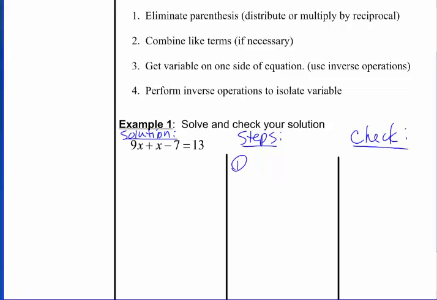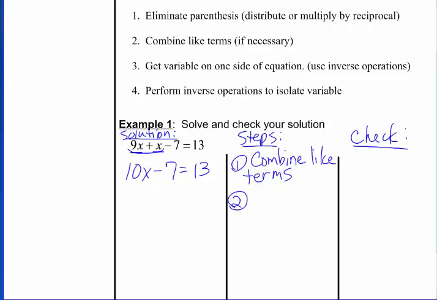So we would go to the next one, combine like terms. Are there any terms that we can combine? If you look at the left-hand side, we do have multiple x's, a 9x and a 1x. So we need to combine like terms first. That would be 9x plus 1x, which gives us 10x minus 7 equals 13. Then you just copy the rest of the problem down. Next, number 3 says to get the variable on one side of the equation, but I only have one variable in the problem. So we would go to the next, perform inverse operations to isolate the variable. So that's our second step in this problem.